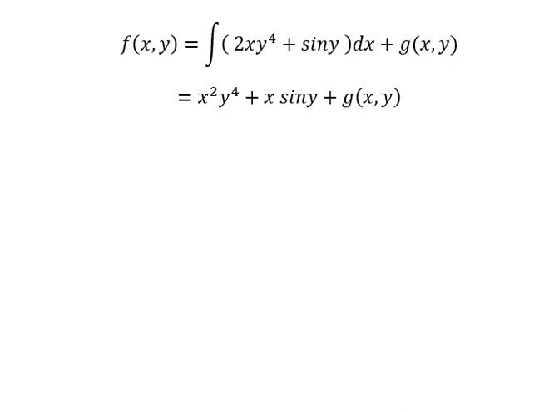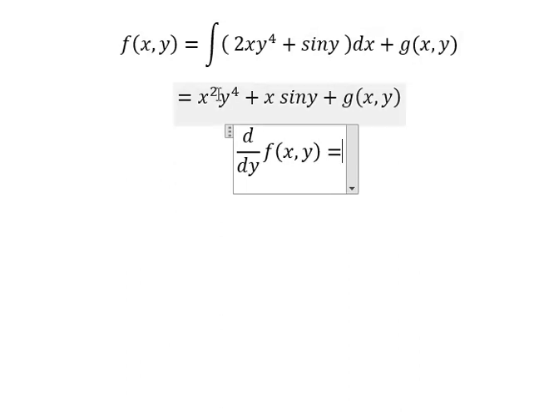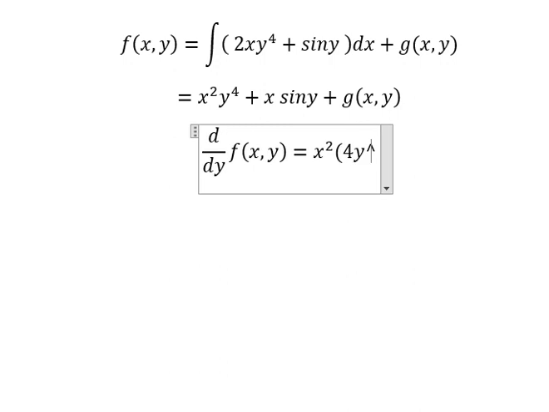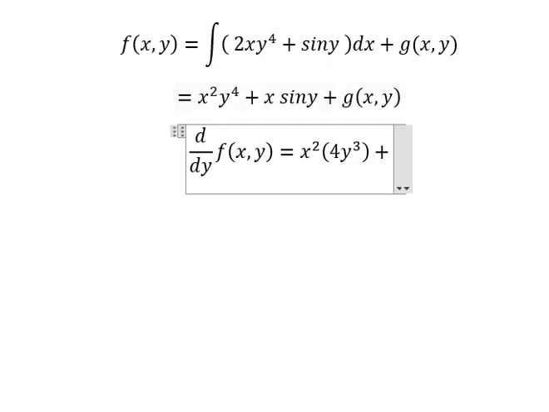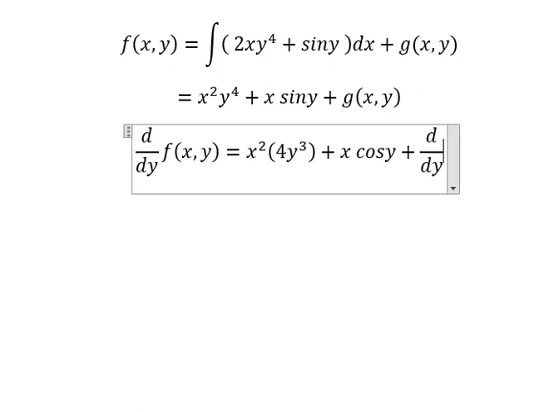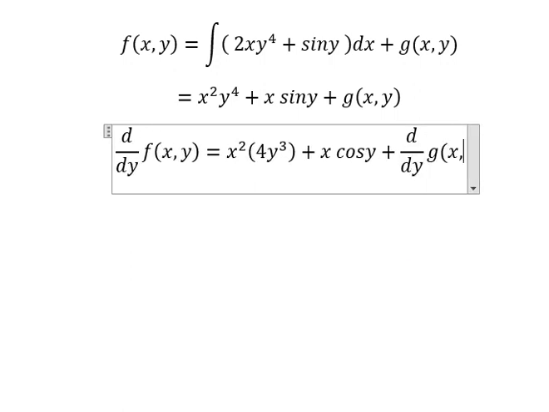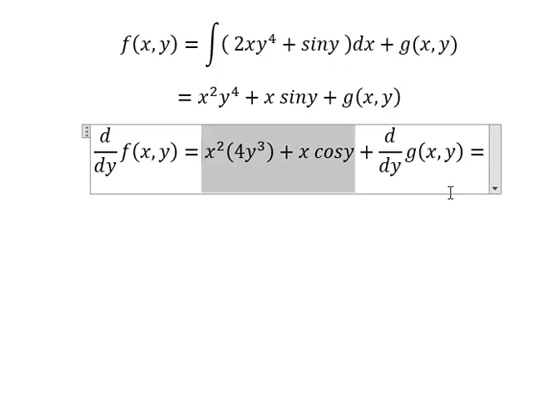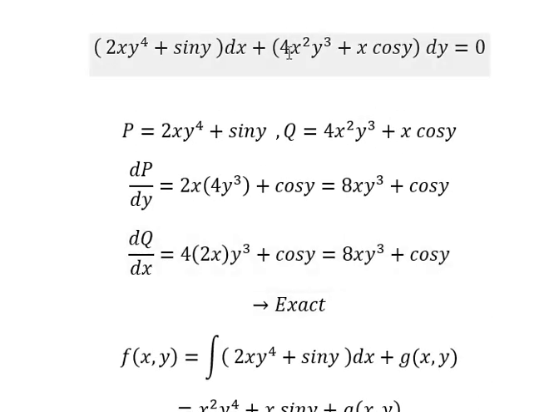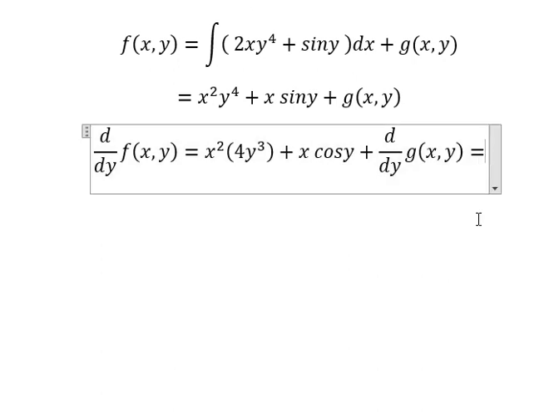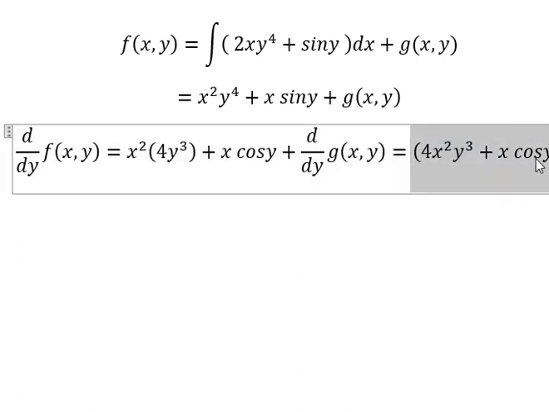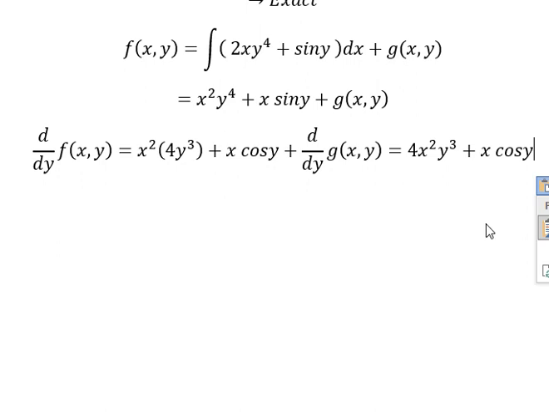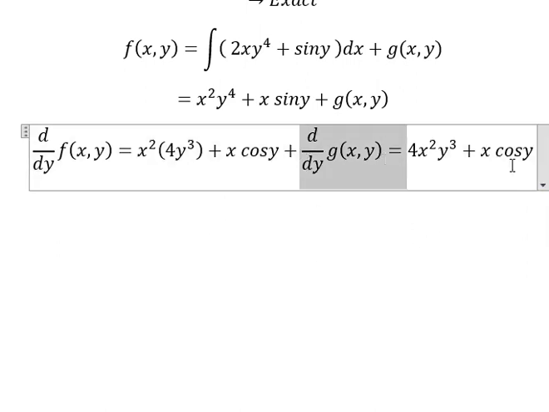Now we need to do first the derivative of f with respect to y. So this one we have 4y to the power of 3. This one we have cosine y. And we know that this one equals to this one. Now we simplify for both sides and we have like this.